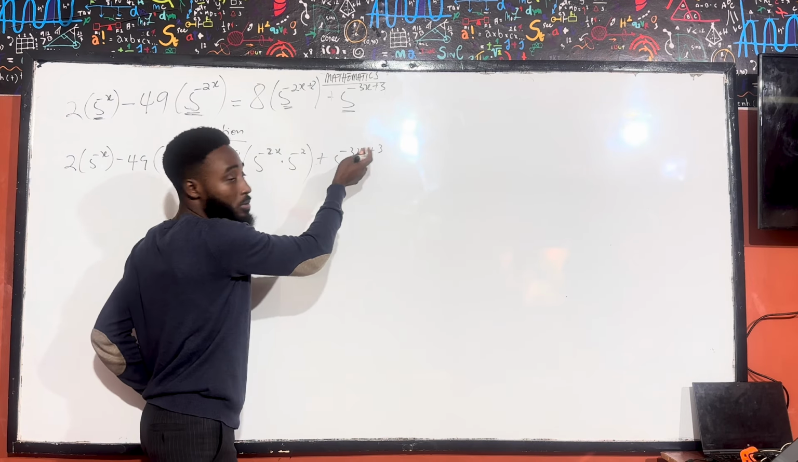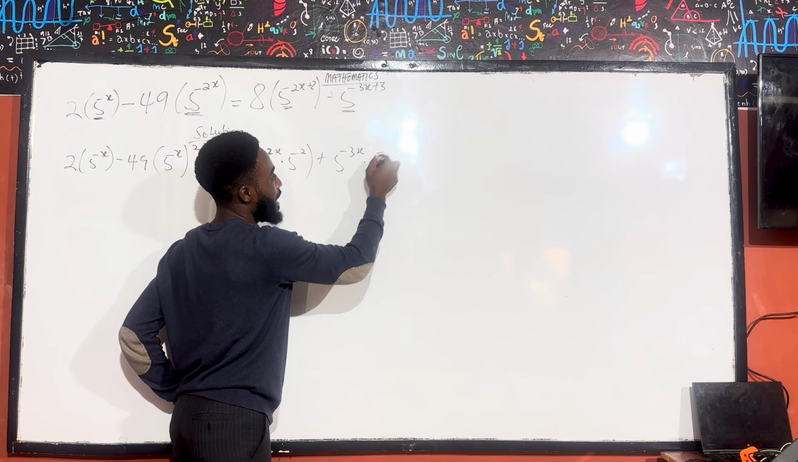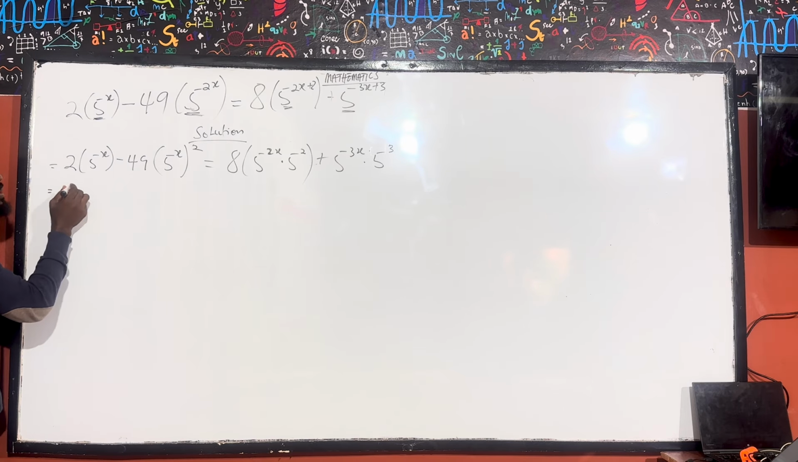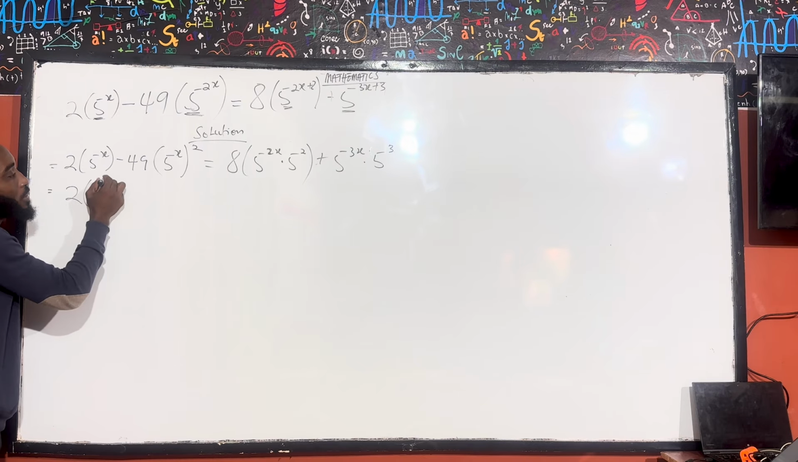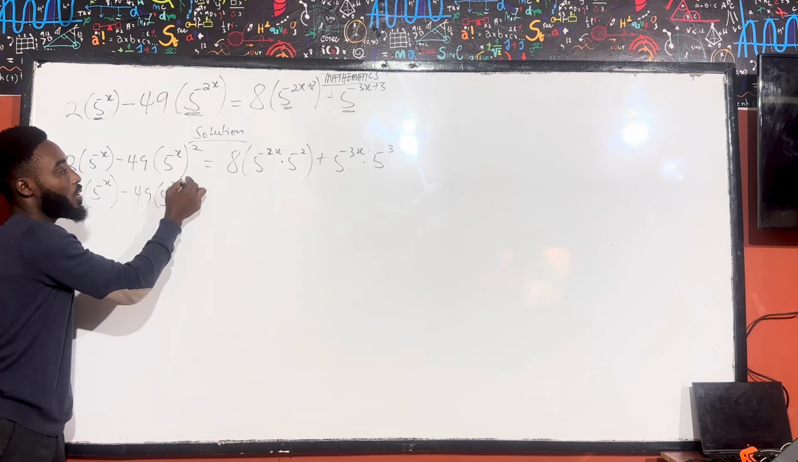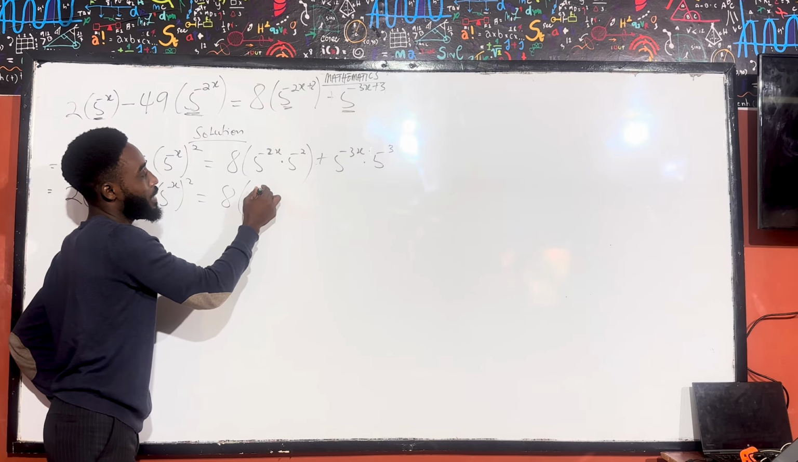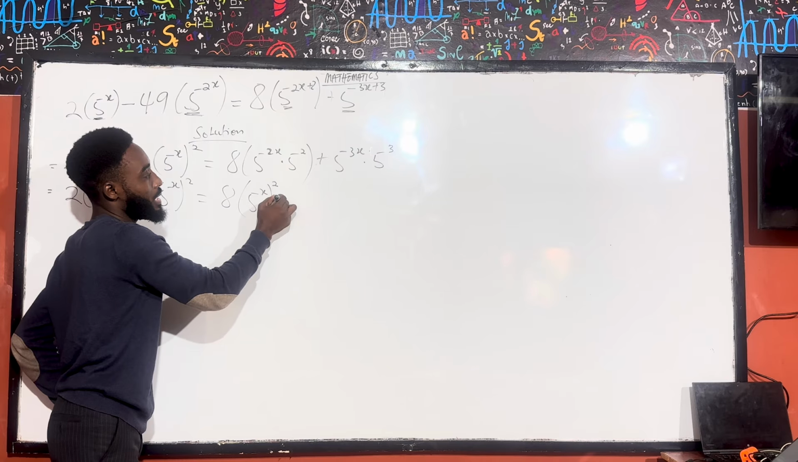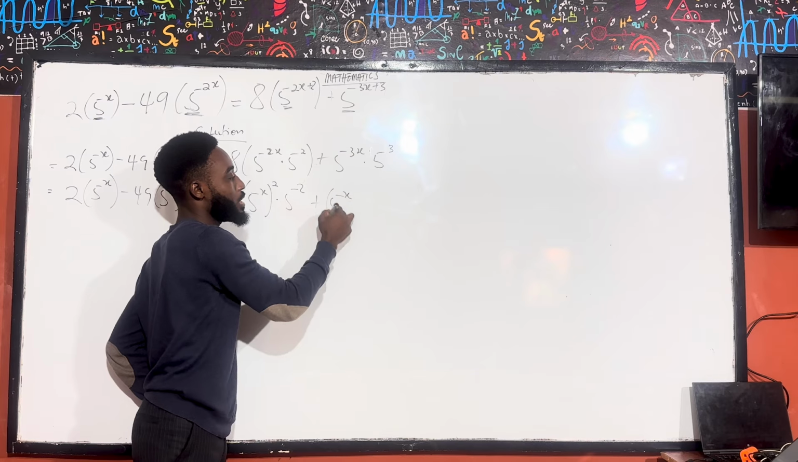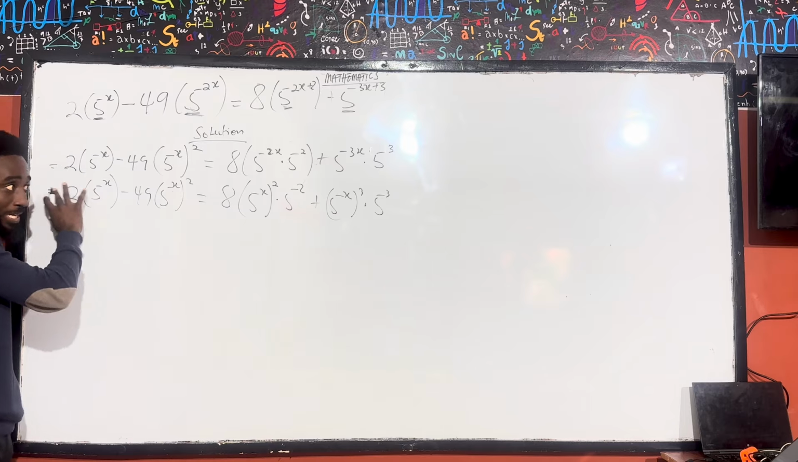And this also, I can do the same thing for it. That would be 5^(3x) times 5 to the power 3. And coming back to this side, I'll have 2(5^x) minus 49(5^x) all squared equals 8. This can also be rearranged to be (5^x) squared times 5 squared plus (5^x) cubed times 5 cubed.